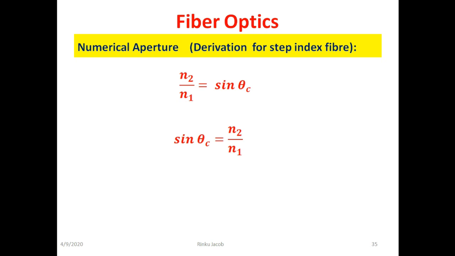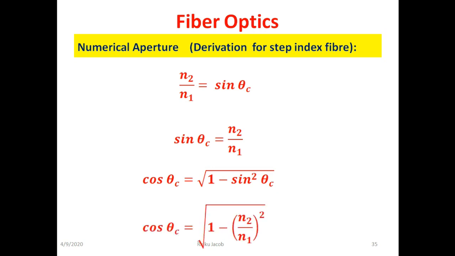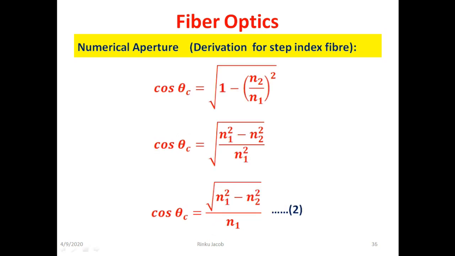Now we transform sin theta c into cos theta c using the formula cos theta c equal to square root of 1 minus sin square theta c. But sin theta c equal to n2 divided by n1. So the equation becomes cos theta c equal to square root of 1 minus (n2 by n1) all squared. Now on simplifying we get cos theta c equal to square root of n1 square minus n2 square, all divided by n1. It is taken as equation 2.